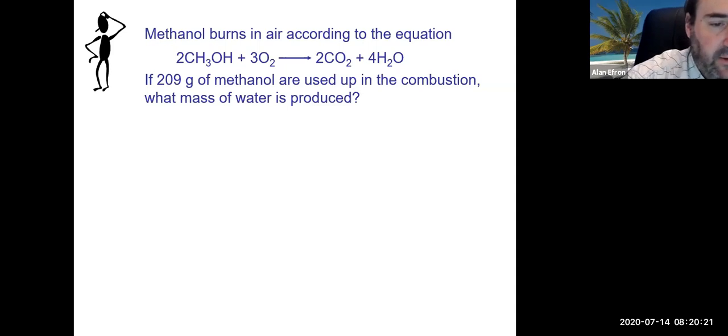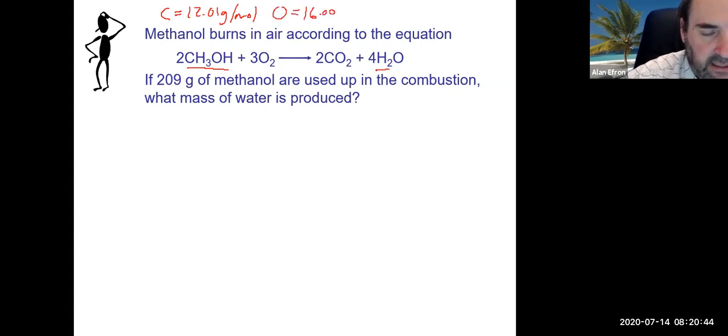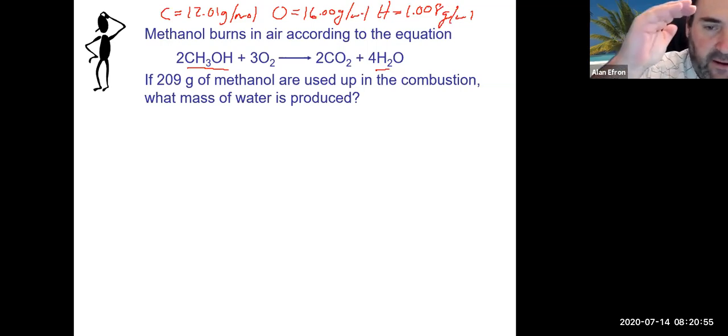If 209 grams of methanol, which is this one here, are used up in a combustion, what is the mass of water, which is over here, that is produced? Take a few moments and see how far you get. I'll give you some numbers that you might need from the periodic table. Carbon is 12.01. Oxygen is 16. And hydrogen is 1.008. That's all I need. Take a few minutes and see how far you get. Try to follow the 4 steps and see what you come up with. And we'll talk about it in a minute or so.